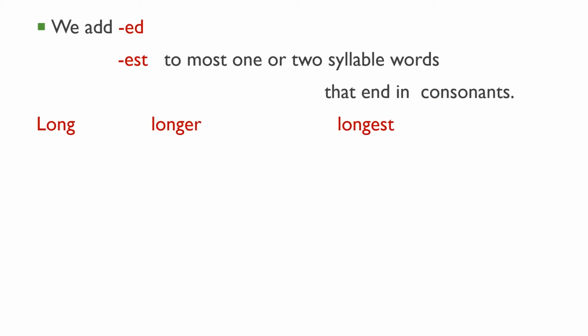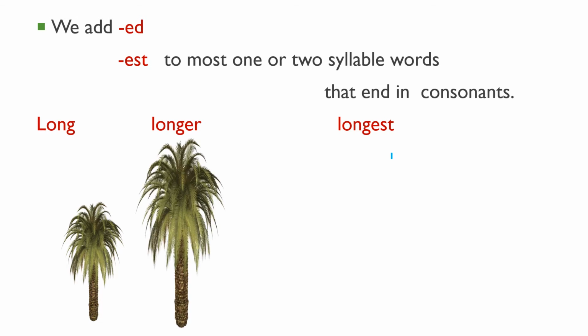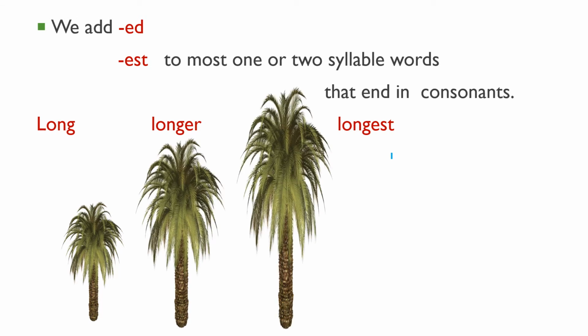Before we learn about the degrees of comparison, we have to learn some rules. We add er, est to most one or two syllable words that end in consonants. For example, long, longer, longest. Look at here, this is positive degree, comparative degree, superlative degree.